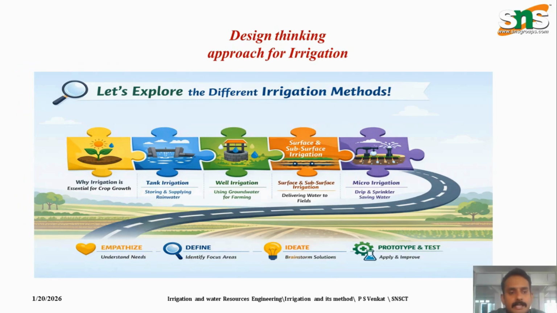So to select the best irrigation method, engineers should follow a design thinking approach. This approach ensures the farmer's needs are better understood, water is used efficiently, and long-term sustainability is achieved. Let's discuss the various stages in the forthcoming slides.